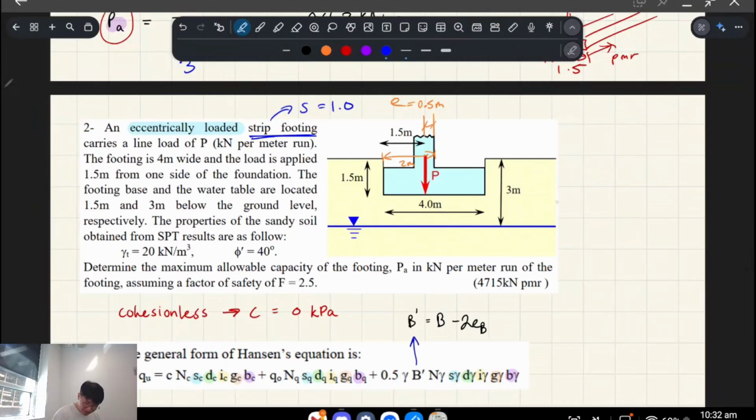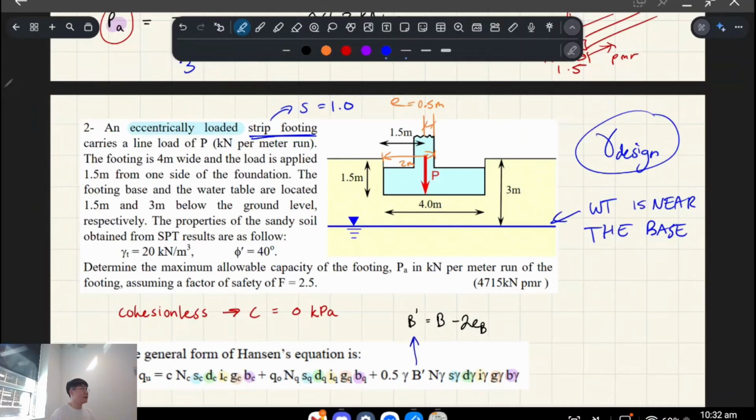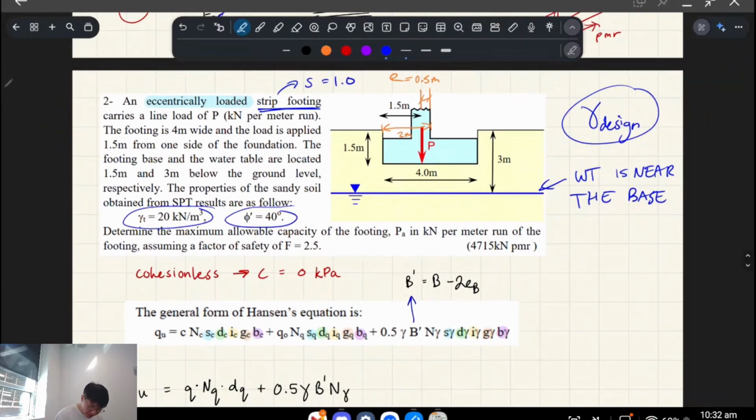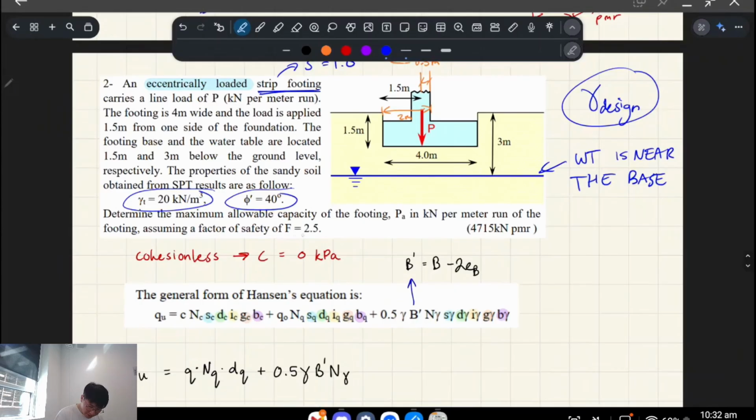So we know that our eccentricity is 0.5, right? We have basically a water table near the base, which we know results in having to calculate our design unit weight in the drained case. We're given this friction angle and this total unit weight and factor of safety of 2.5.